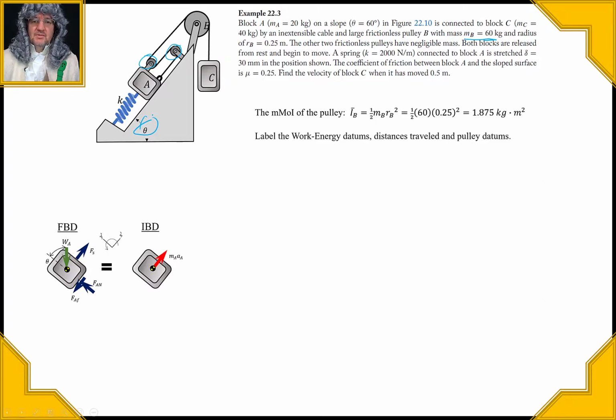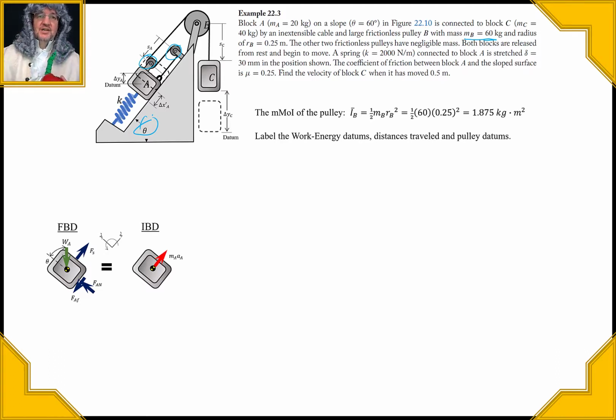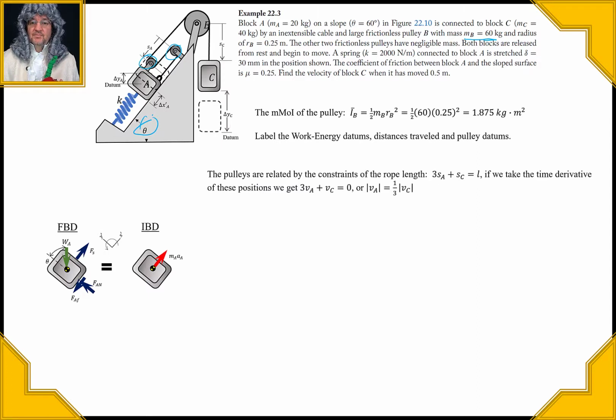So we want to label some datums. That's always a good idea to have what we consider the bottom of the thing, or all the references, so we have change of heights. But we also want to have some datums so we can do the dependent motion of the pulleys, because this is also a pulley problem.